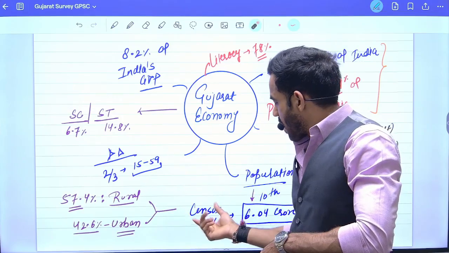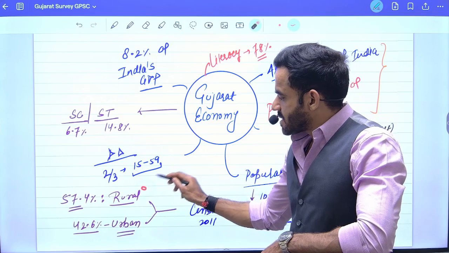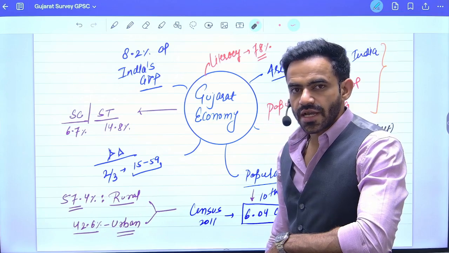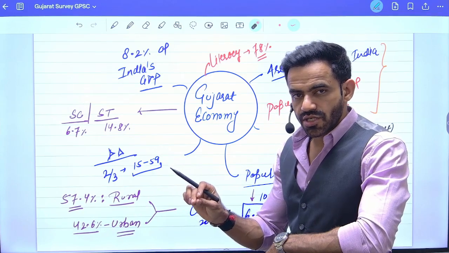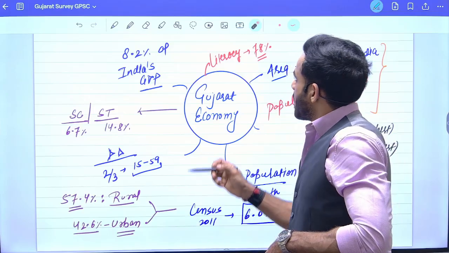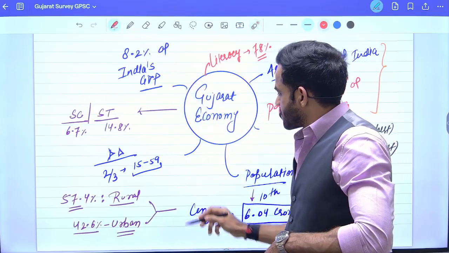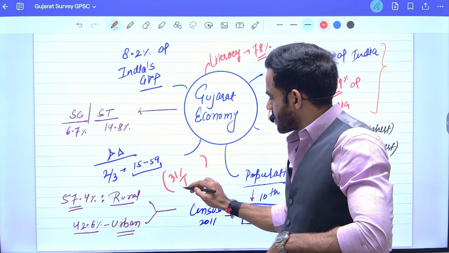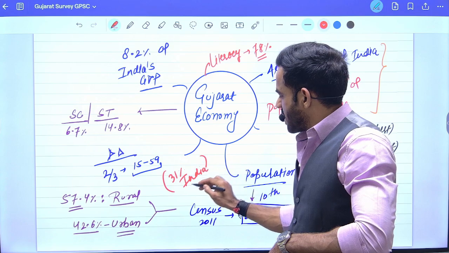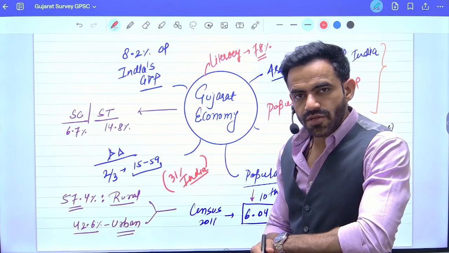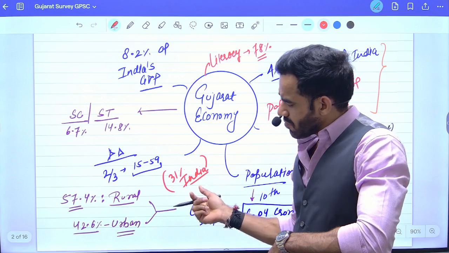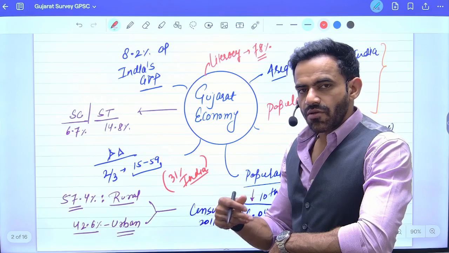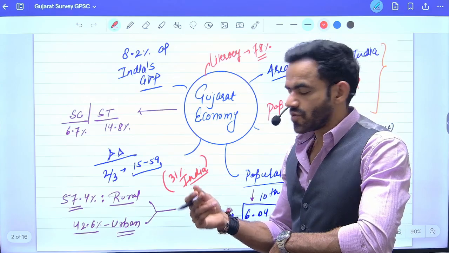Now, out of the 6 crore, roughly 57% population reside in rural area and roughly 42% population reside in urban area. The level of urbanization in Gujarat is higher than national average. If I have to specify the national average, it is 31% in case of India. This is as per census. So that simply means in case of India, 69% population reside in rural India. In case of Gujarat, it is only 57%. That means Gujarat has higher level of urbanization in comparison to national average.